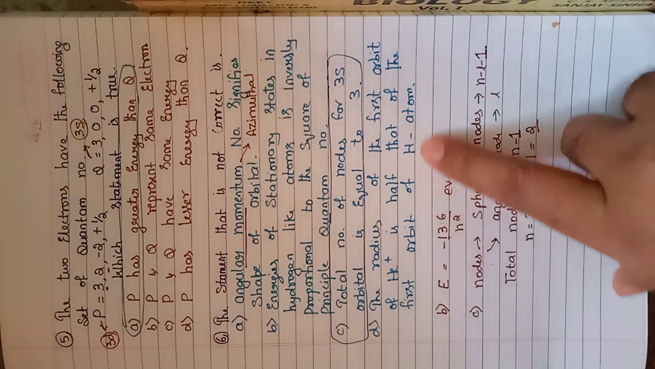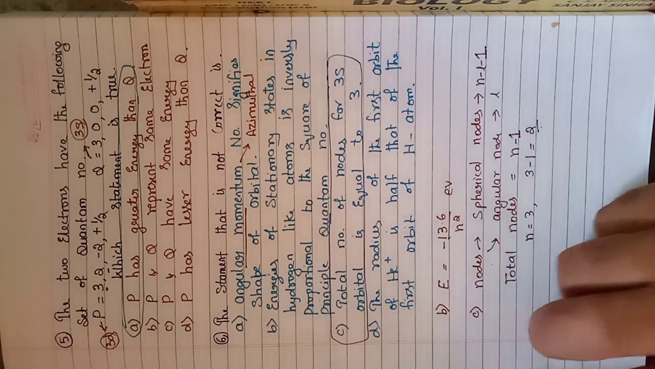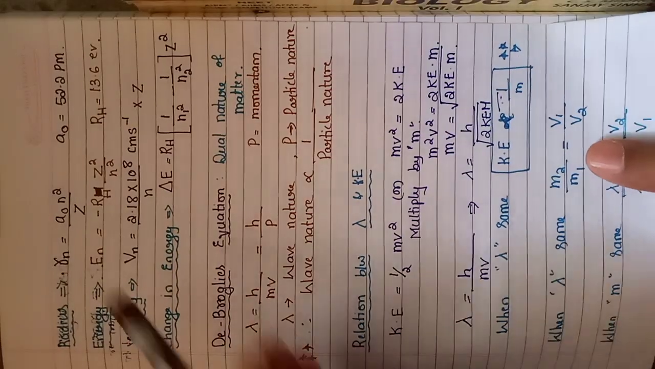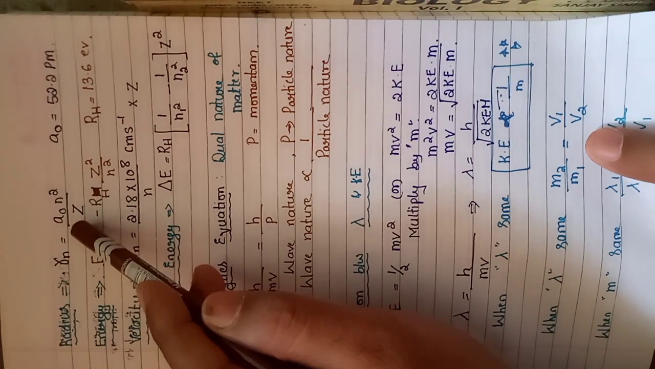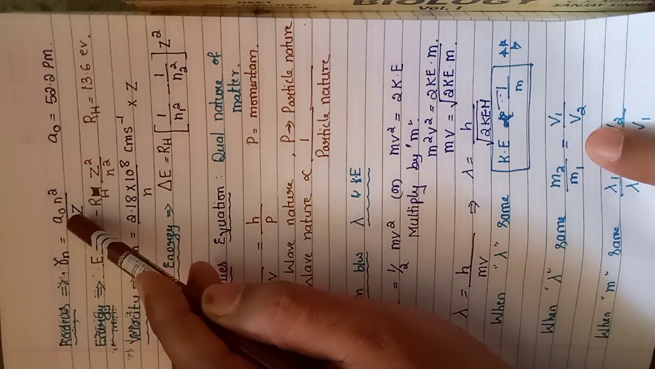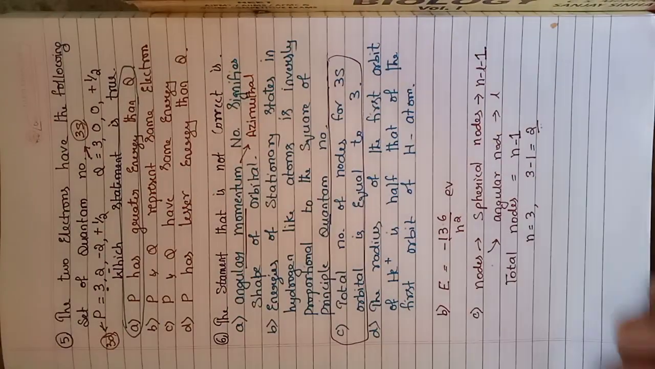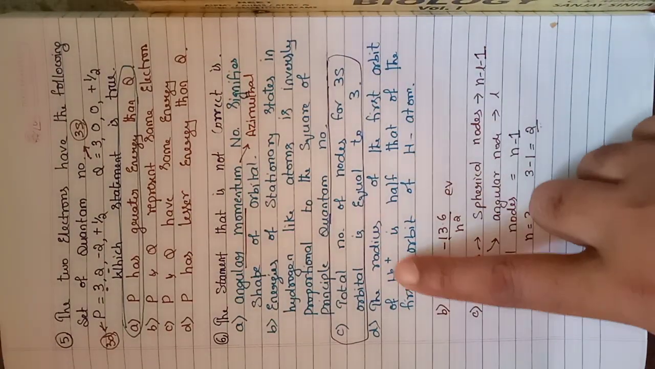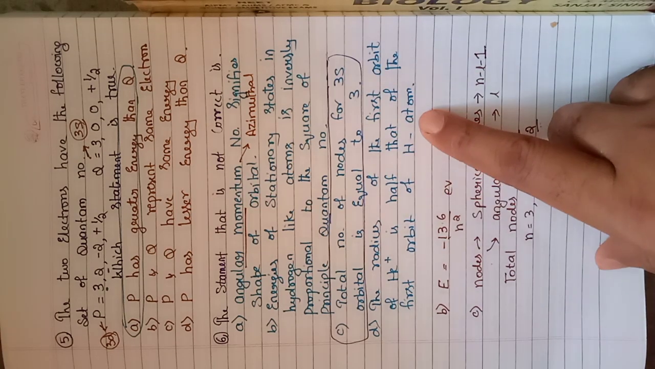Then, the radius of the first orbit of a helium ion is half of that of the first orbit of a hydrogen atom. Again similar here, we learned the formula to calculate the radius: Rn = a0 n square by z. This is for hydrogen. For helium, in place of z we substitute 2. For hydrogen the z value is 1, for helium it is 2. So this statement is right.